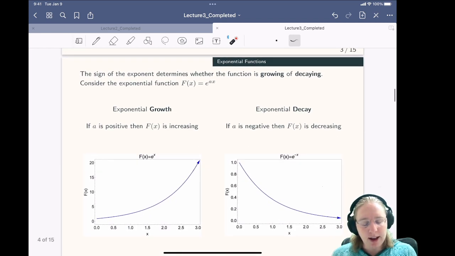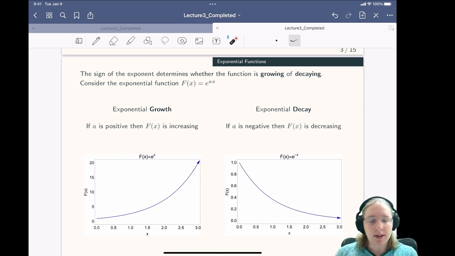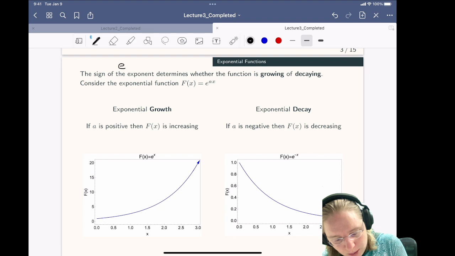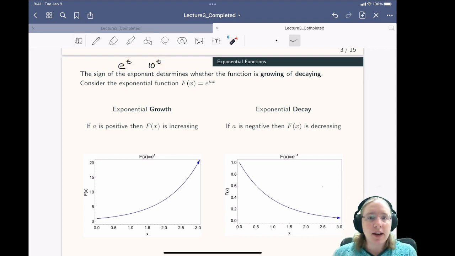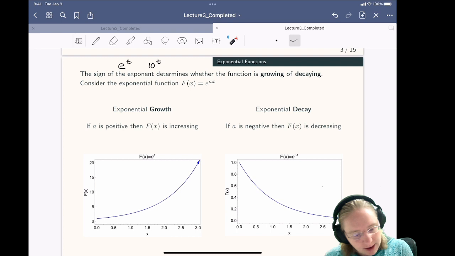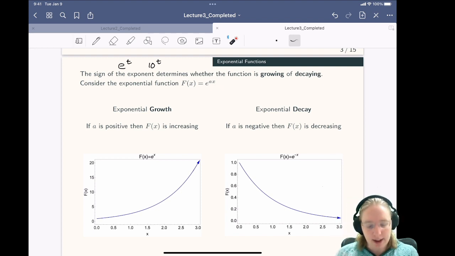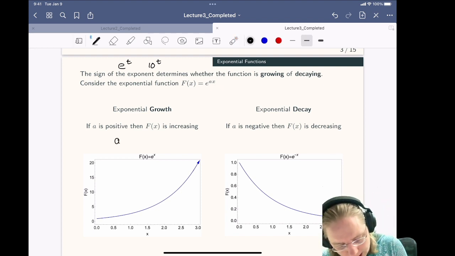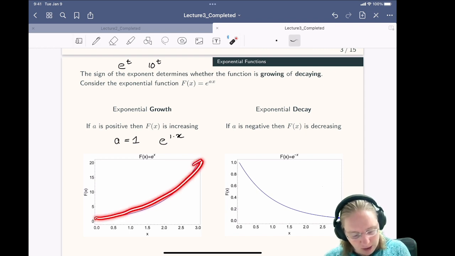So there's another detail to the shape of exponentials, and that is the sign of the exponent. In the previous example, we talked about e to the t or 10 to the t, and all of these have exponents that are positive. But that exponent doesn't necessarily have to be positive, and that is going to distinguish between exponential growth and exponential decay. So for example, consider the function e to the ax. If a is equal to 1, then we have e to the 1 times x, that is positive, and this is going to lead to exponential growth.